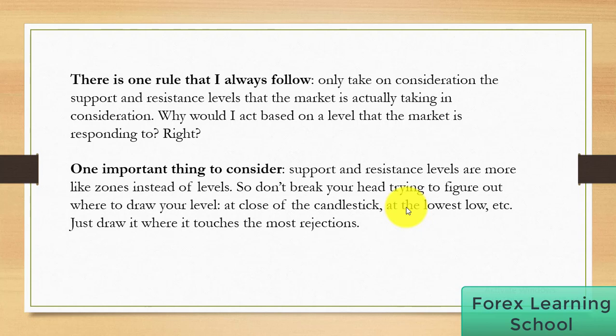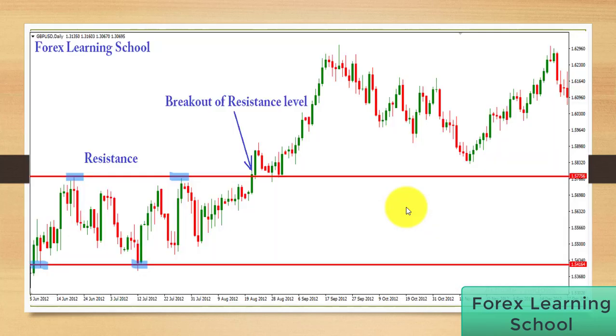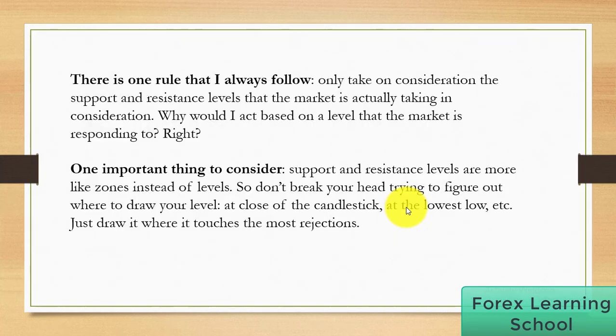One important thing to consider. Support and resistance levels are more like zones instead of levels. So don't break your head trying to figure out where to draw your level. At close of the candlestick, at the lowest low, etc. Just draw it where it touches the most rejections.